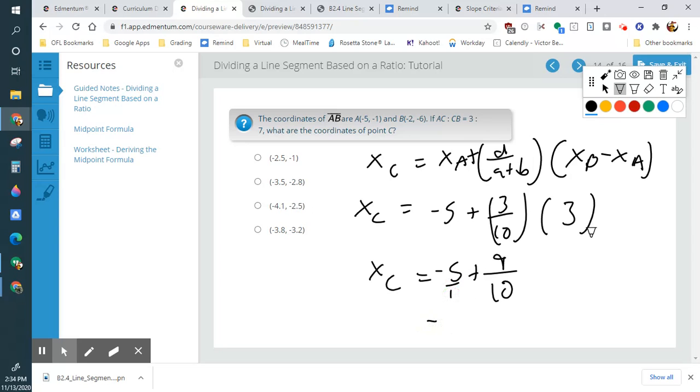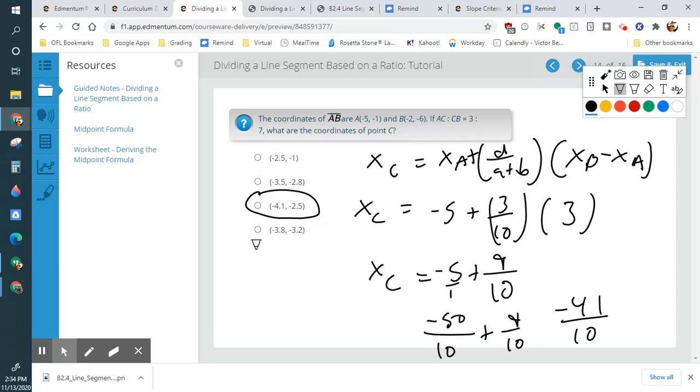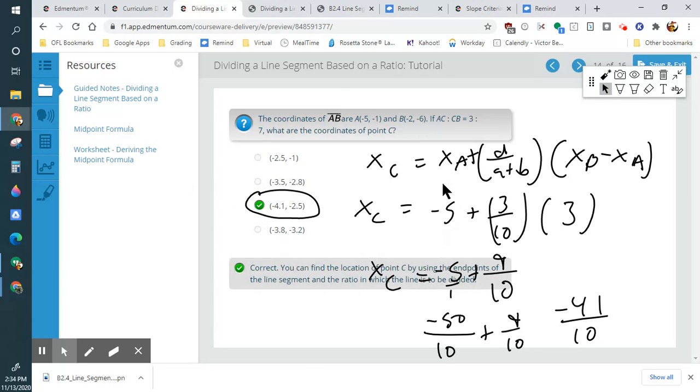So this is over 1. So -50 over 10 plus 9 over 10. This is -41 over 10. If we divide that out, we find that that's -4.1. So that's how we get this one. So that's our answer there. And you can see my work here. You can always rewind if you need to do it again.